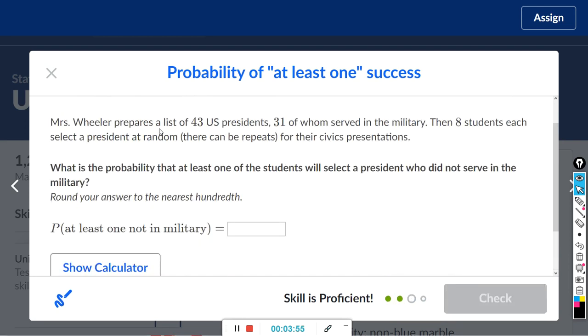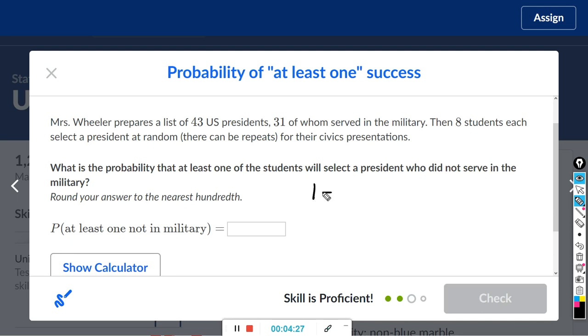Mrs. Wheeler prepares a list of 43 U.S. presidents, 31 of whom served in the military. Then 8 students each select a president at random. There can be repeats for their civics presentation. What is the probability that at least one of the students will select a president who did not serve in the military? Okay, again, since they said at least one who did not serve in the military, we're going to subtract the complement.